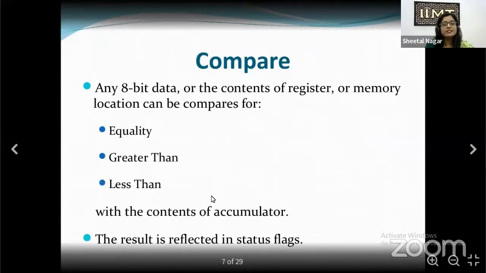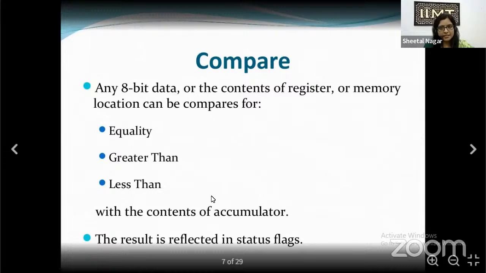Now next one is compare. In compare instruction, any 8-bit data or the contents of register or memory location can be compared for equality, greater than, less than with the contents of accumulator. The result is reflected in status flags only.